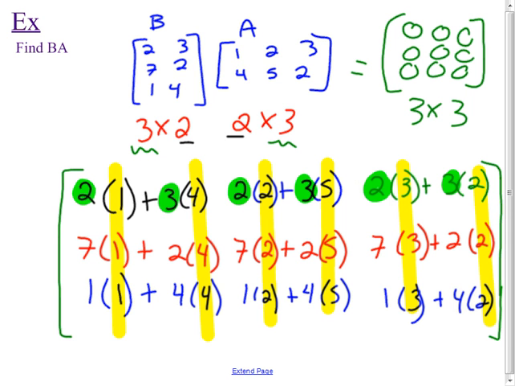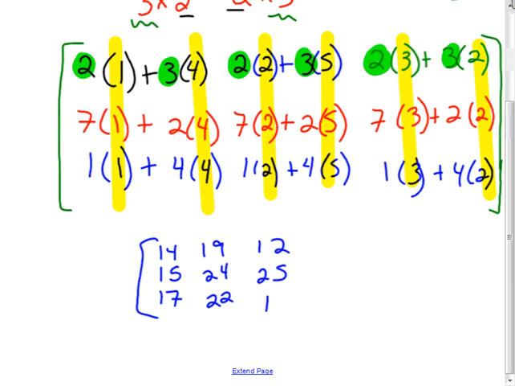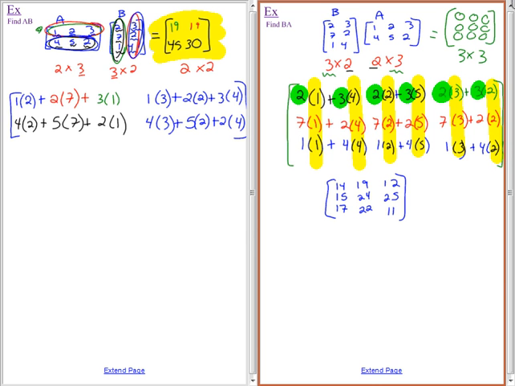So my answer then to this problem, that 3 by 3 matrix, is the matrix 14, 19, 12, 15, 24, 25, 17, 22, 11. And that's the answer to my matrix. As you saw earlier, and hopefully now as well, the answer to each of these is very different. The first one, when I multiplied A times B, it was a 2 by 2 matrix. This time it's a 3 by 3 matrix. Very different numbers that appear in there as well.